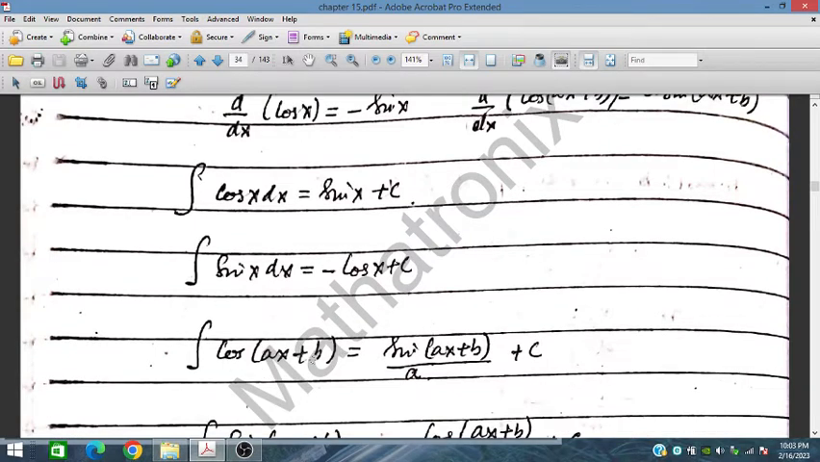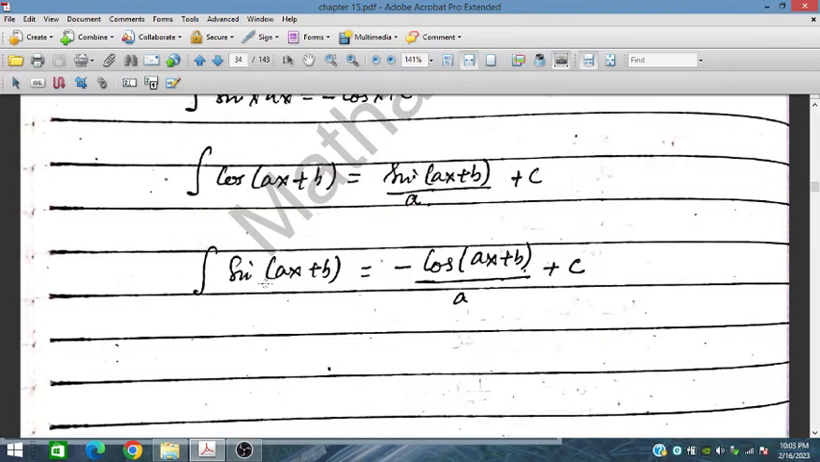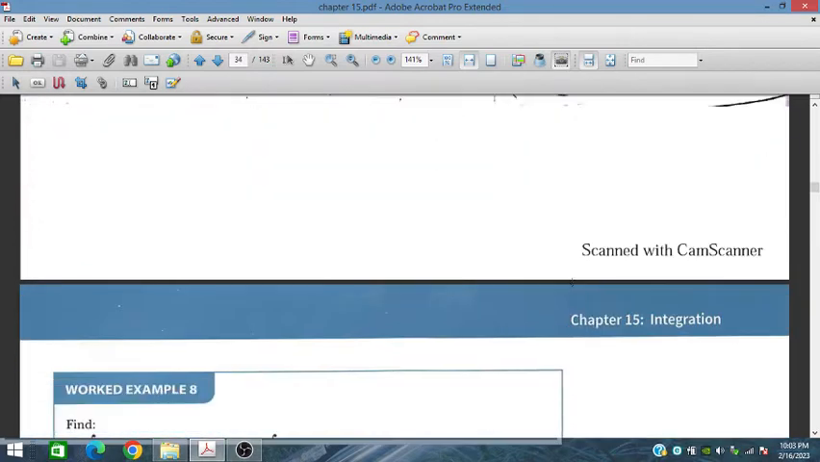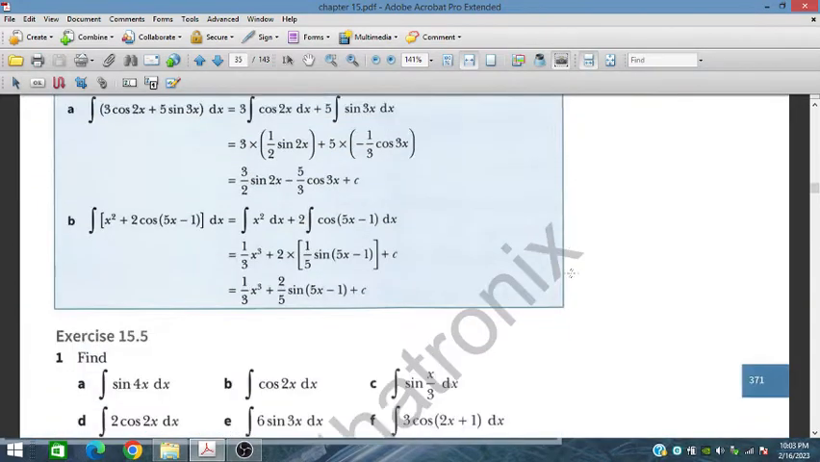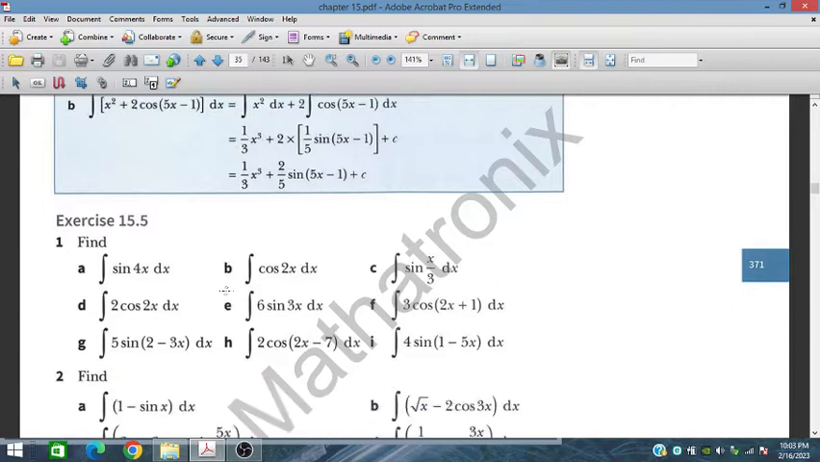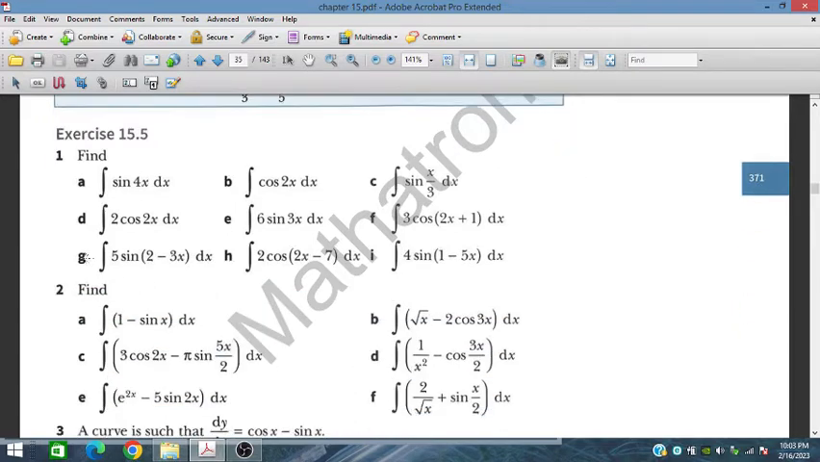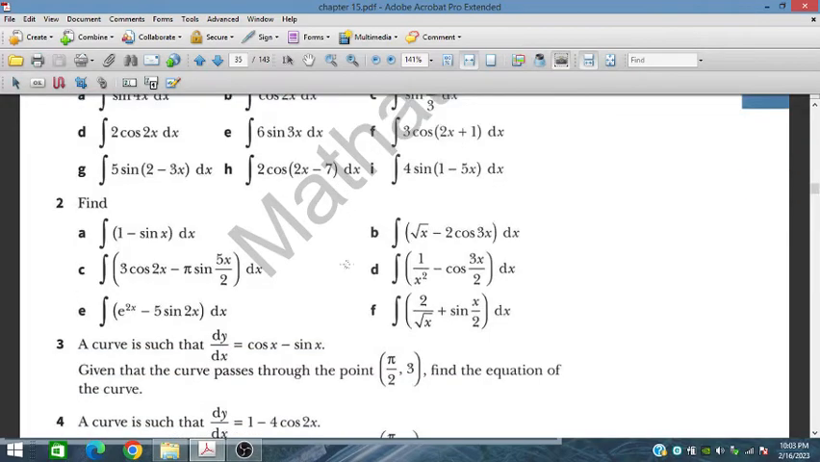Similarly, the integral of cos(ax + b) is obtained as sin(ax + b) divided by a plus c. The integral of sin(ax + b) is minus cos(ax + b) divided by a plus c. So we will use these rules in this exercise 15.5. We have questions number 1 and 2, so let's start.